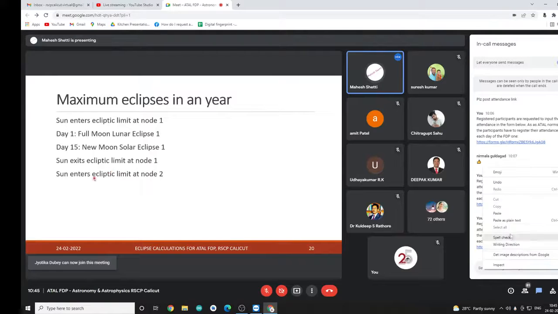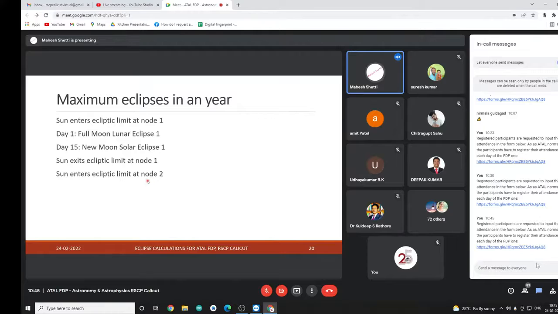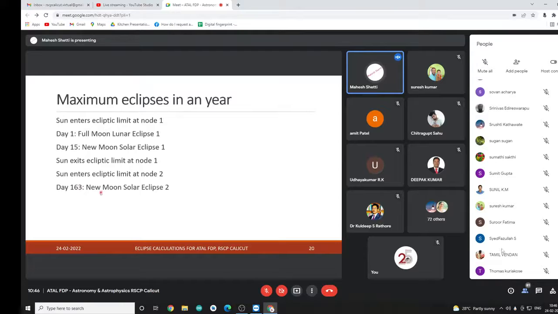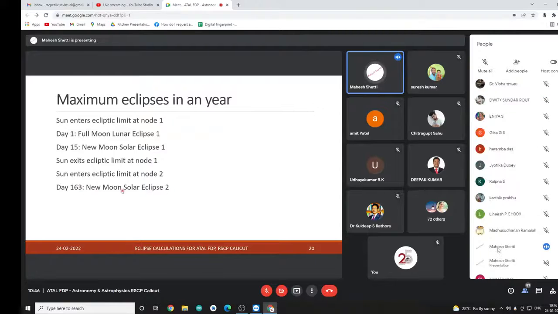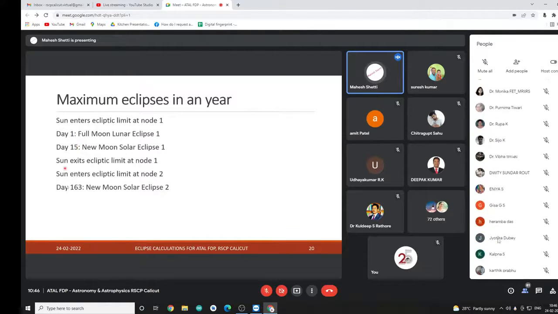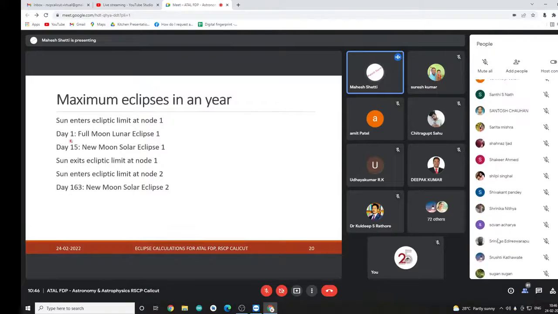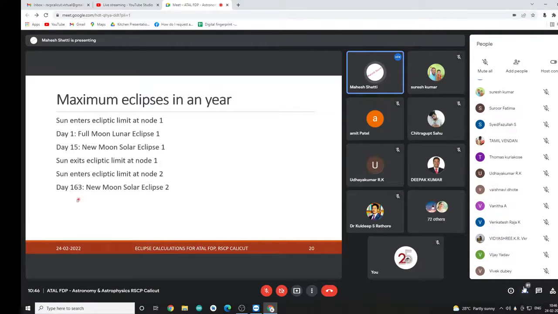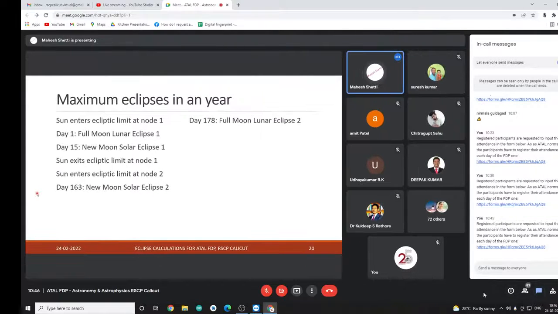Now after about 6 months, the Sun is again going to enter the ecliptic limit at node 2, the second node. On day 163, the new moon day will happen and solar eclipse 2 will take place. So you have to count again from this, 6 months, 6.5 months or 5.5 months. Basically after 5.5 months you get this many days. And then on day number 172, the full moon will take place, and that is going to be the second lunar eclipse. Then after another 15 days, on day number 192, the new moon will take place and a solar eclipse will take place. Now see what is happening here.